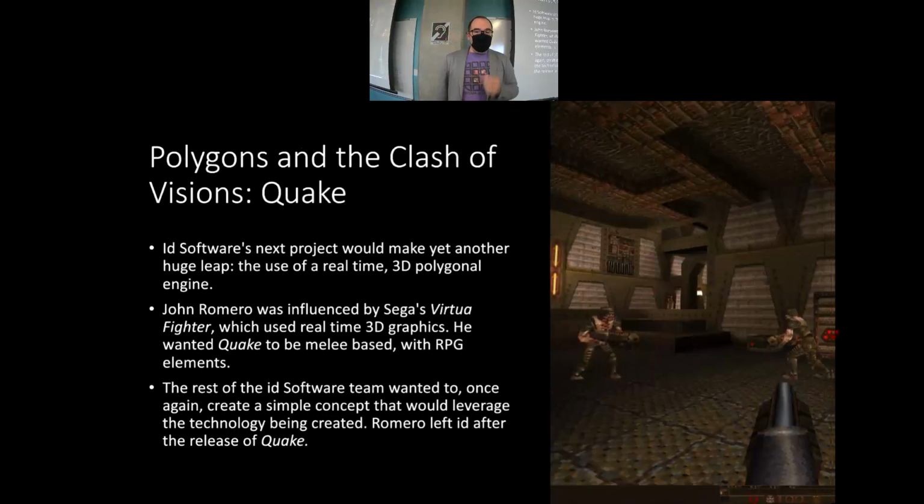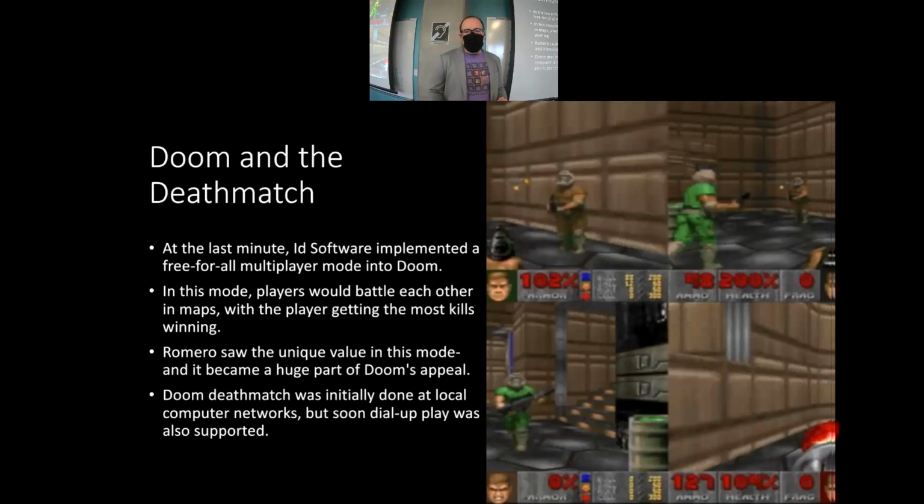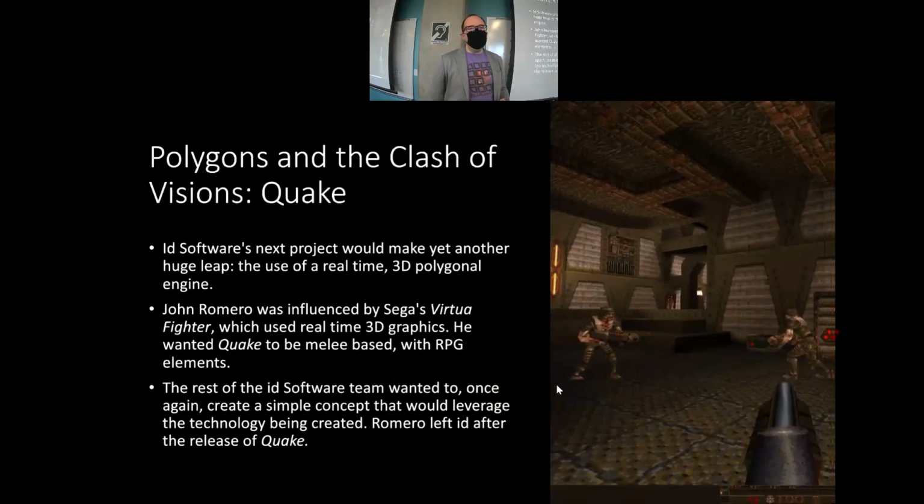Okay, so then the next step for id Software, kind of the next leap in technology, would be going from the Doom engine, which is mostly just bitmaps, mostly flat images. You look at these characters; these are all flat sprites. Okay, so now we're going from that to 3D polygons. So this was the next big leap.